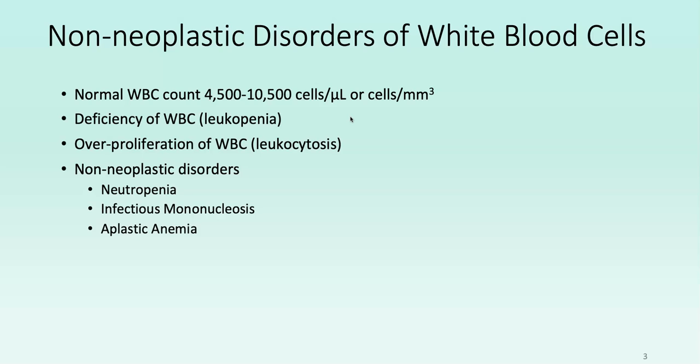Aplastic anemia is a disorder that affects the stem cells, resulting in reduction of all subsequent blood cells. This disorder will be discussed more with disorders of red blood cells, but is mentioned here because it can cause a decrease in the number of white blood cells and neutrophils.